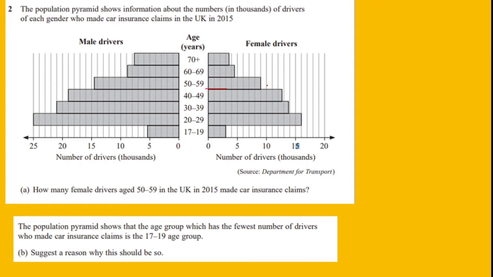So 50 to 59. That one there, we just read it down to here. Okay, 5, 6, 7, 8, 9. So it's going to be 9,000. Remember it's in thousands, so don't put 9. Clearly that doesn't make sense.